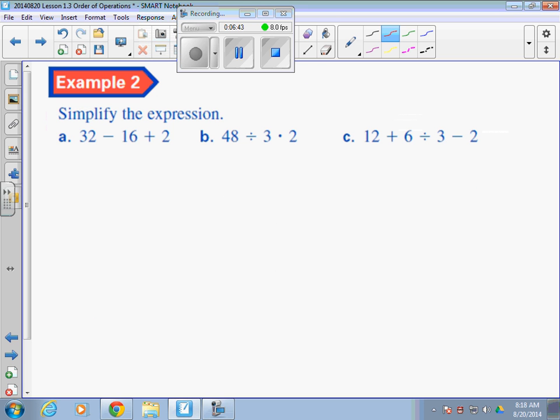Again, copy these next 3 problems now. It'll take a little bit better than a minute. You may want to use the back or the margin.